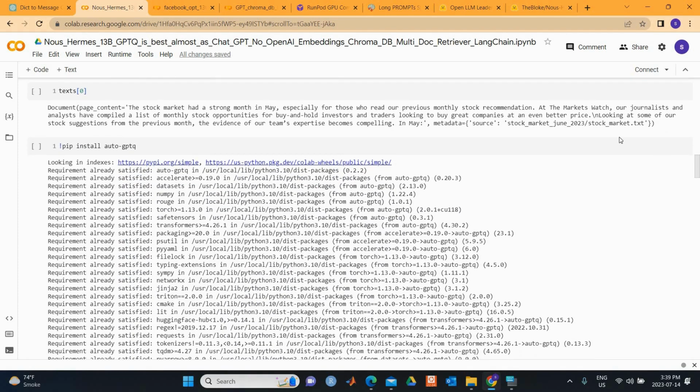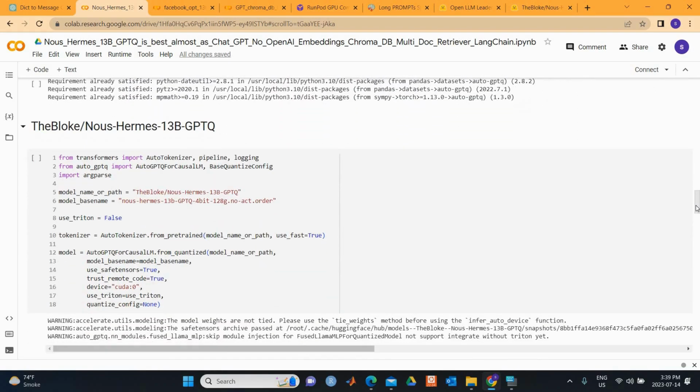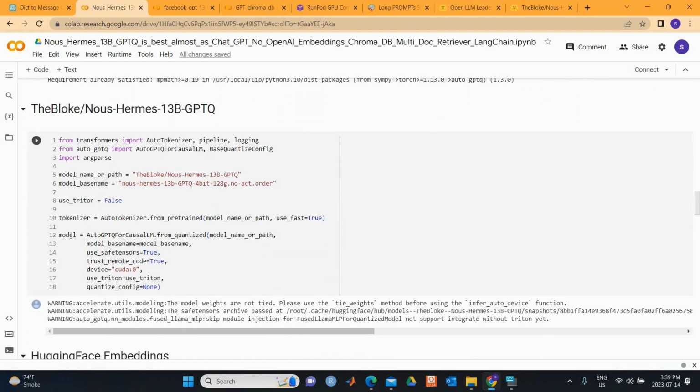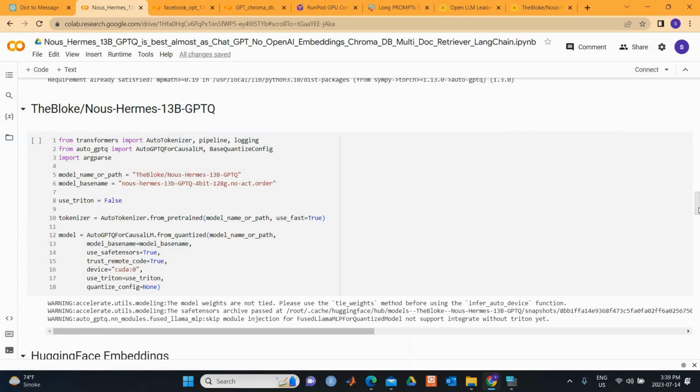We install AutoGPTQ, we need it to run this code. We set up our model. Okay, so we specify the tokenizer and the model. We are using the Nous Hermes 13B GPTQ model. And if you want to find some more details, it's available here on Hugging Face.